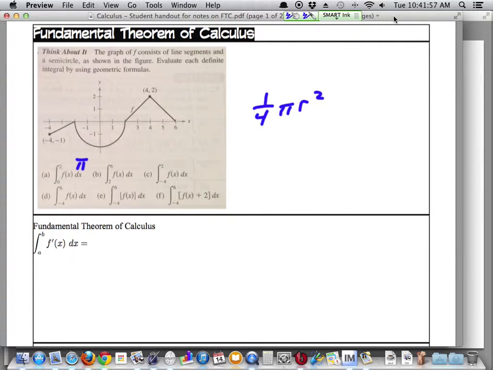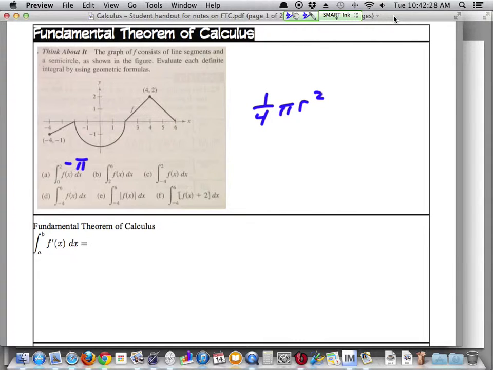Now, my answer is not pi, though. My answer is actually negative pi, because I'm below the x-axis. If you're below the x-axis, your area is technically not negative, but you always want to subtract whatever that area is. Since I have pi below the x-axis, I'm going to subtract pi, and that's how we end up with negative pi. Move on to the next one.